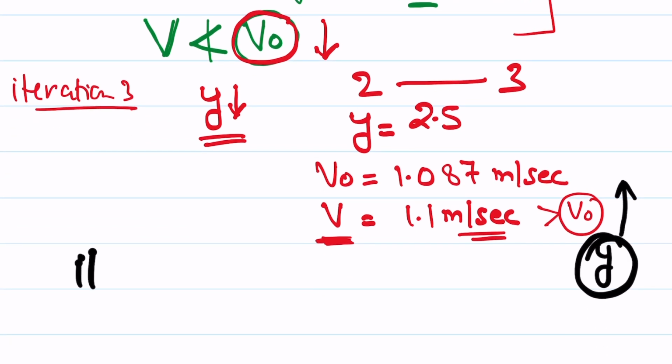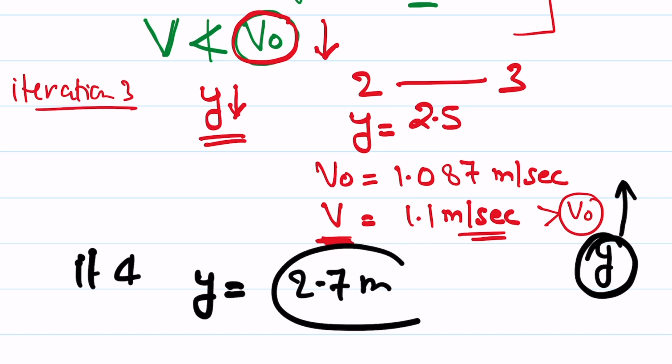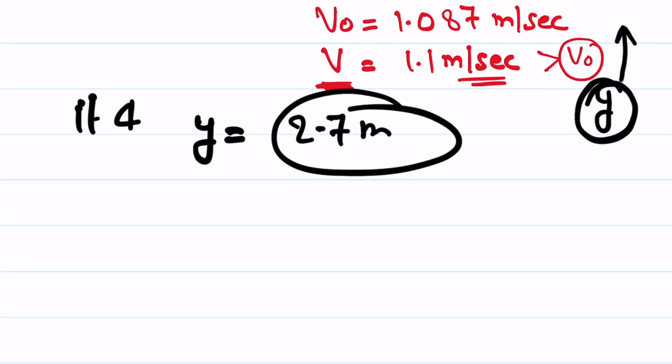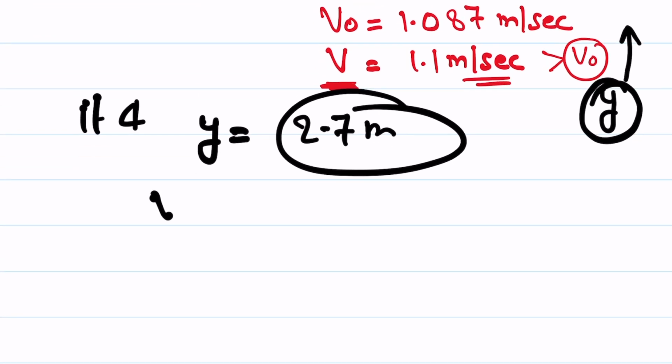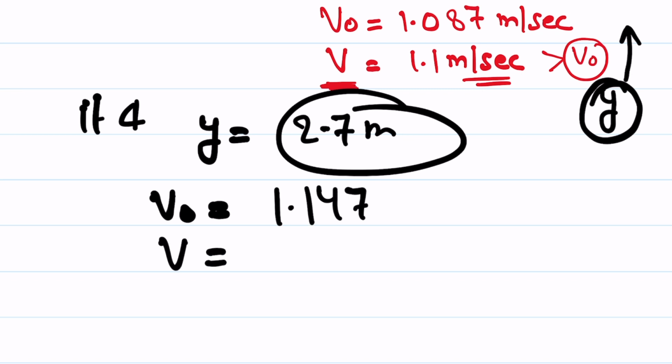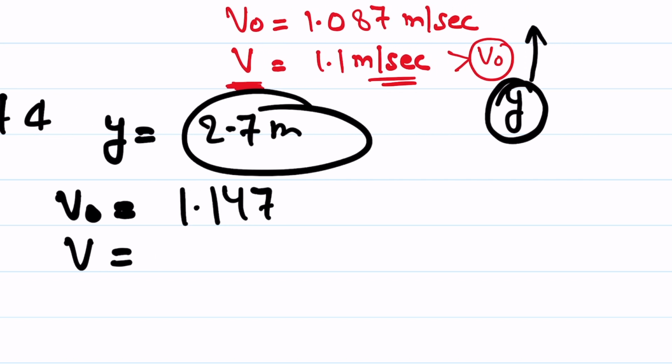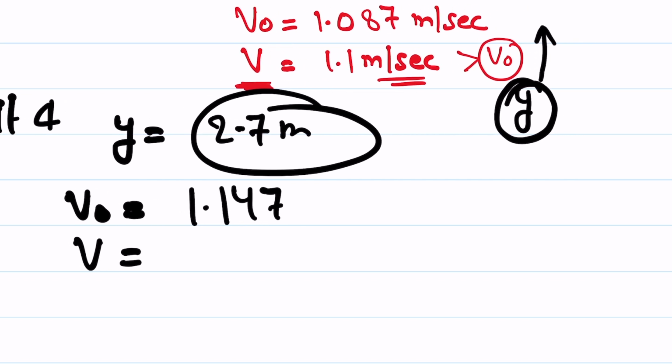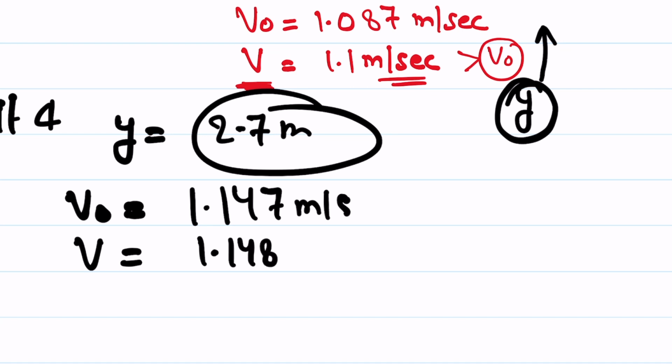So in iteration 4, you can take a trial depth of 2.7 meter. At a trial depth of 2.7 meter, the V naught value will come out to be 1.147, and the actual value will come out to be around 1.148 meter per second. You can see these are matching up to two decimal places, so this is the depth that will come.